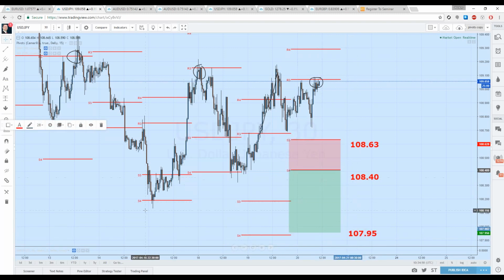In this example, a breakout would place the dollar yen at a new weekly low.